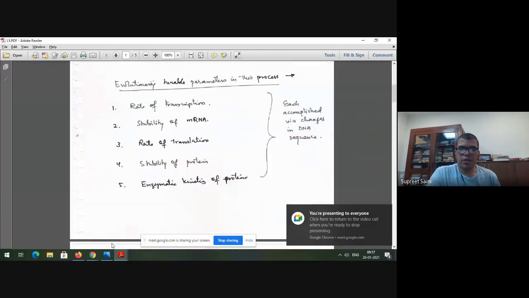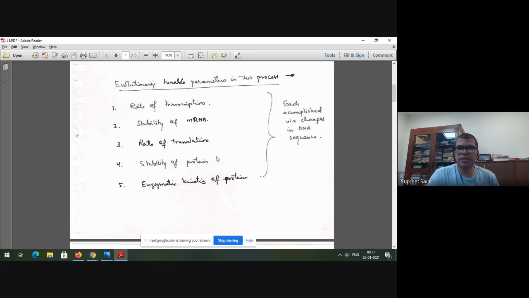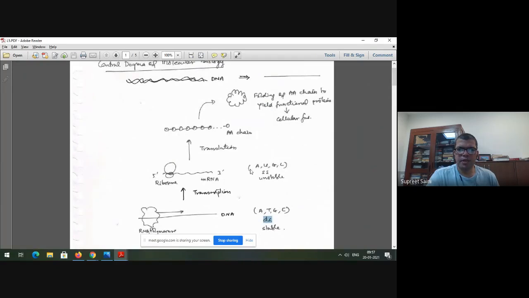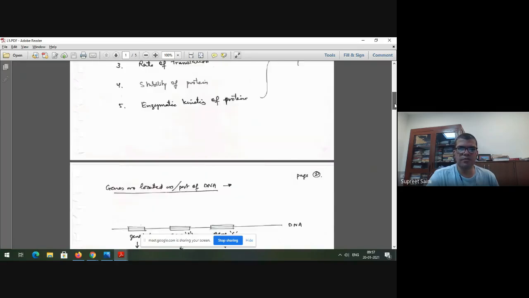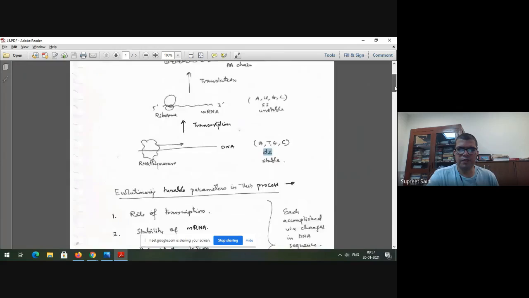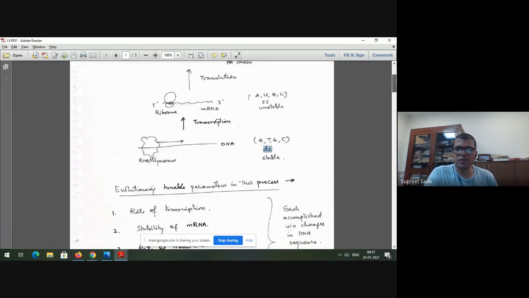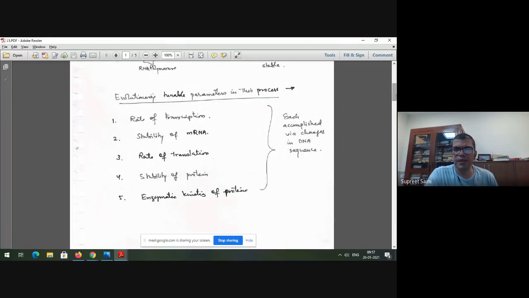Let's move ahead. So these we'll call evolutionary tunable parameters in this process: rate of transcription, stability, rate of translation, stability, and the enzyme kinetics, the functionality of the enzyme. Each of these can be accomplished by changes in the DNA sequence. As we go forward, we'll read some papers and see that manifestations of each of these five things that I've listed here have been observed in several experimental evolutionary systems. So this is not a stretch of the imagination in any way whatsoever.